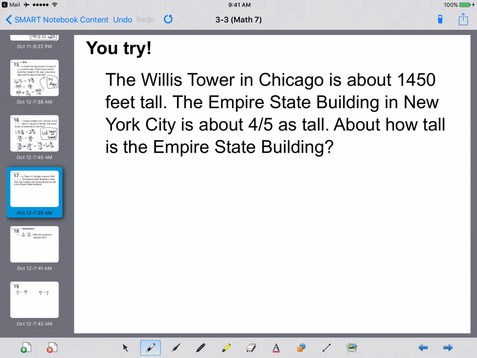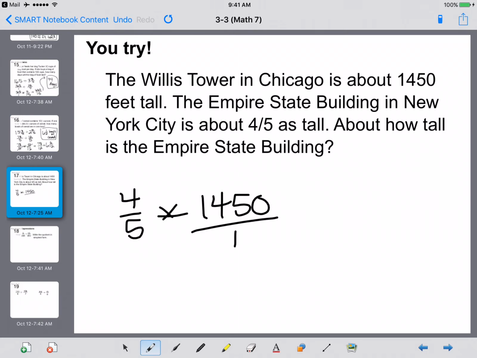Try this one. It says the Willis Tower in Chicago is about 1,450 feet tall. The Empire State Building in New York City is about 4/5 as tall. About how tall is the Empire State Building? So our Empire State Building is 4/5 of 1,450.